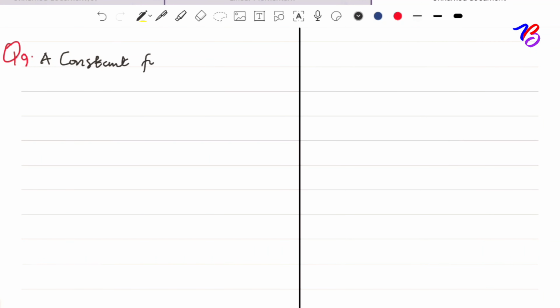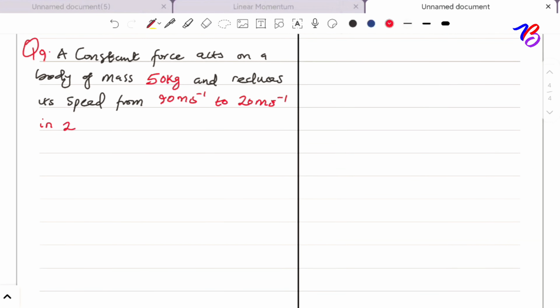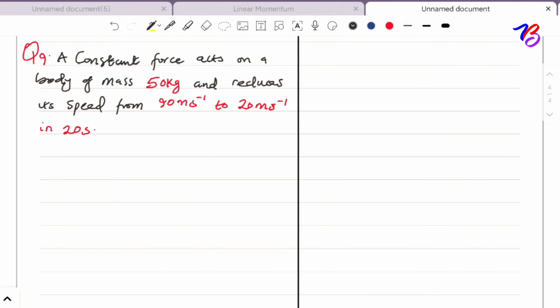Welcome back. Here's another question before us. A constant force acts on a body of mass 50 kilogram and reduces its speed, which is motion, from 90 meters per second to 20 meters per second in 20 seconds. Calculate the magnitude of the force.